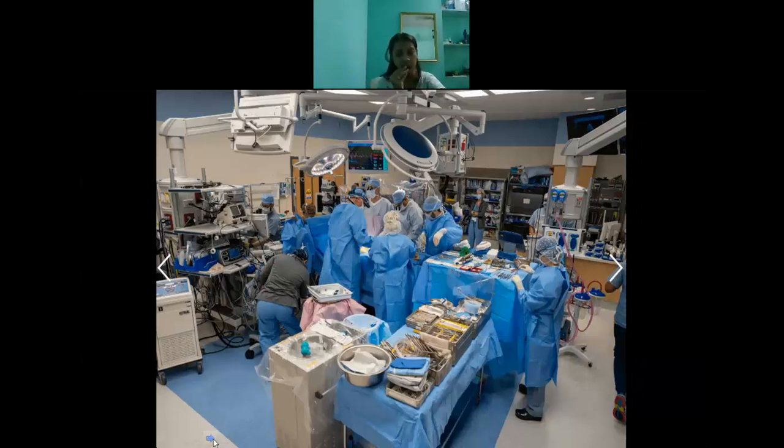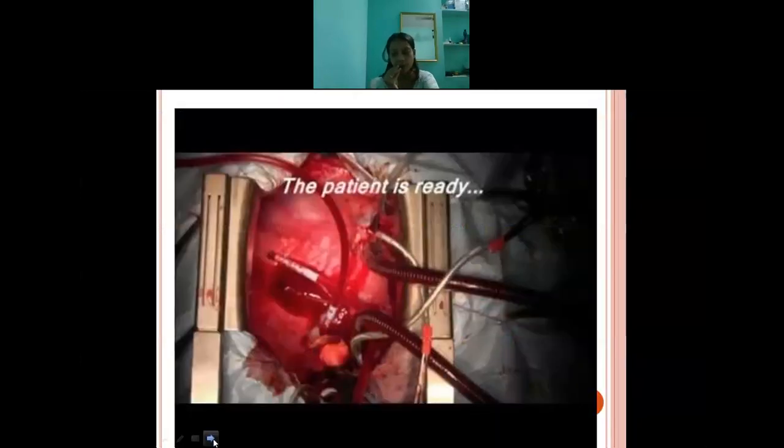Now, in heart transplant, we actually have two types. One is called orthotopic heart transplant and one more is heterotopic heart transplant. Orthotopic heart transplant means you are removing the damaged heart and placing the donor heart, which is a healthy heart. You remove the damaged diseased heart and keep the donor heart, which is a new one.